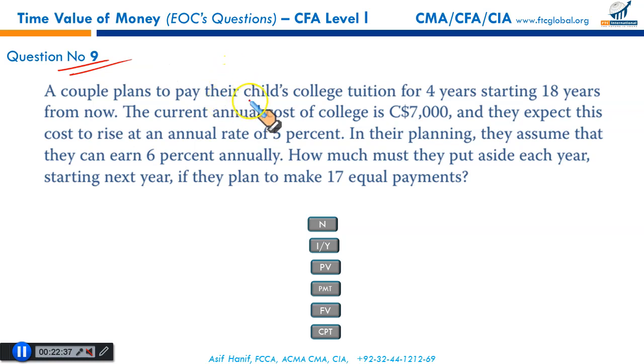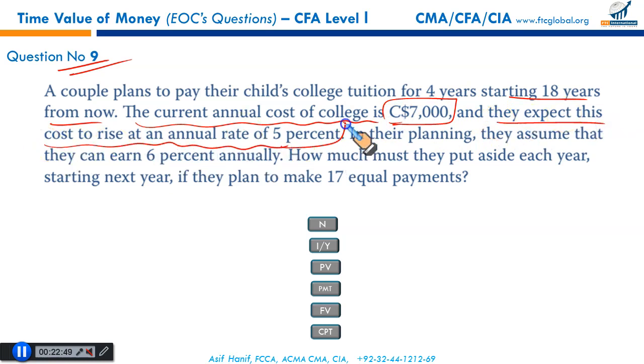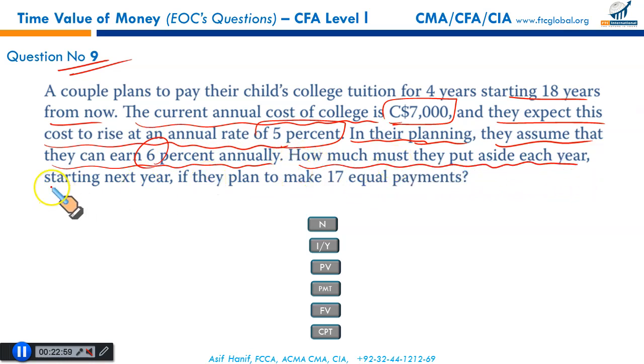A couple plans to pay their child's college tuition for 4 years starting 18 years from now. The current annual cost of college is $7,000, Canadian dollar, I guess. And they expect this cost to rise at an annual rate of 5%. In their planning, they assume that they can earn 6% annually. This is the rate you will use. How much must they put aside each year starting next year if they plan to make 17 equal payments?